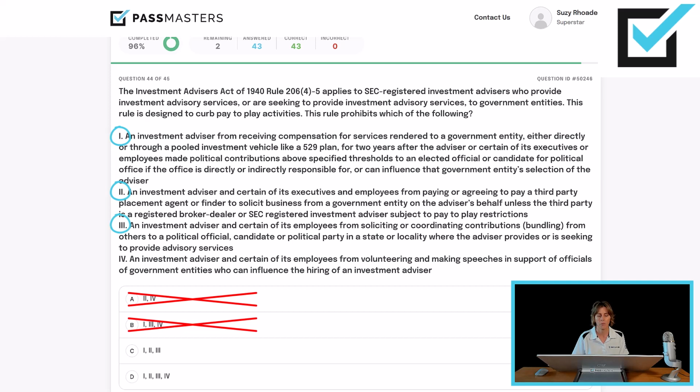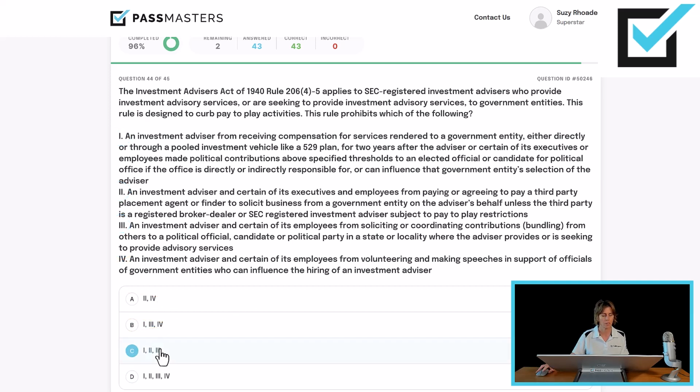An investment advisor and certain of its employees from volunteering and making speeches in support of officials of government entities who can influence the hiring of an investment advisor. There is no prohibition or rule related to simply volunteering. It's always related to paying money. So 4 is not part of the correct answer. So C, 1, 2, and 3.